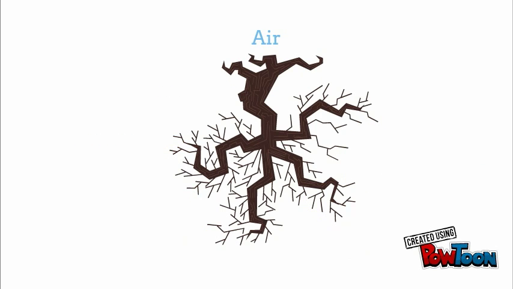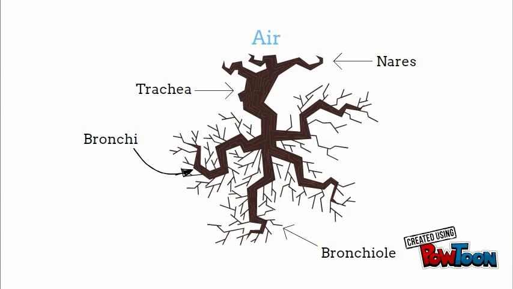In the body, the nares represent the root of the tree. The trachea represents the trunk. The trachea or trunk then turns into bronchi, which are large branches. The bronchi or large branches then turn into the smaller branches or bronchioles. Finally, air, which is represented by the water, ends up in the alveoli for gas exchange.